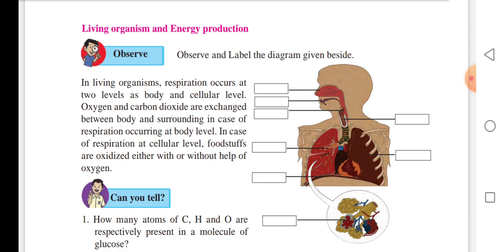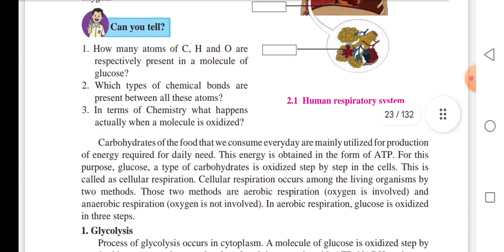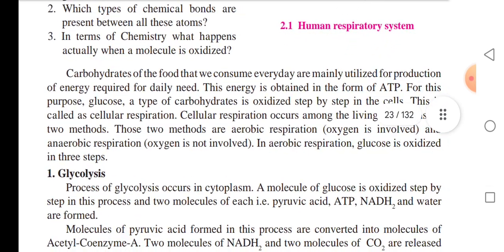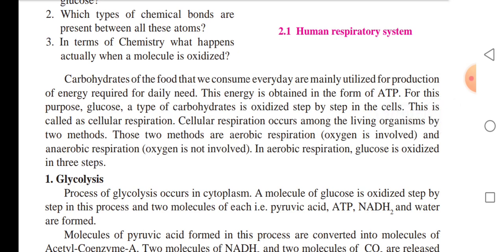First, we will be studying about living organism and energy production. Now, carbohydrates of food that we consume every day are mainly utilized for production of energy required for daily need. This energy is obtained in the form of ATP. For this purpose, glucose, a type of carbohydrate, is oxidized step by step in the cells. This is called cellular respiration.